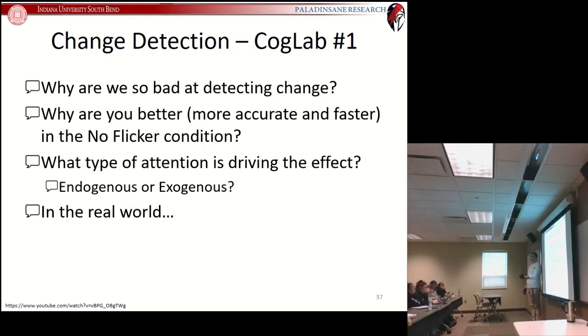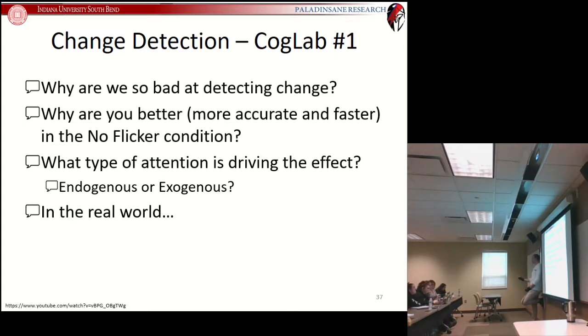There's just something about that change that grabs your attention, and that's why you're very quick at noticing what the change was. And again, the idea is that it is activating your motion processors, and the stimulus itself is driving that effect. What about in the flicker condition? When you are able to detect the change in the flicker condition, is that exogenous control of your attention, or is it endogenous control?